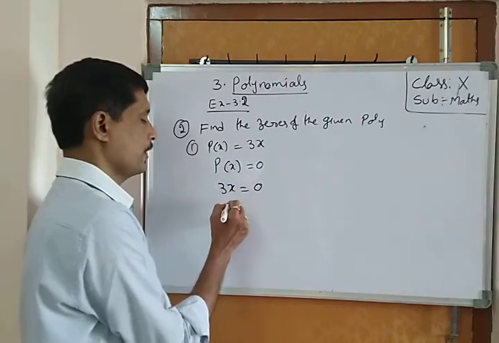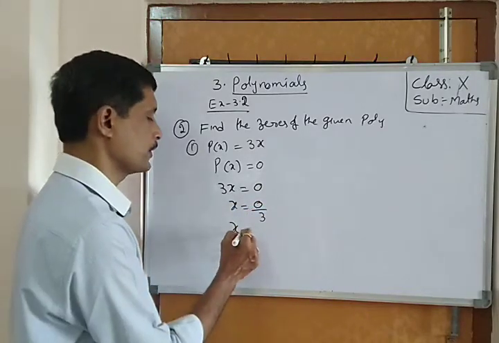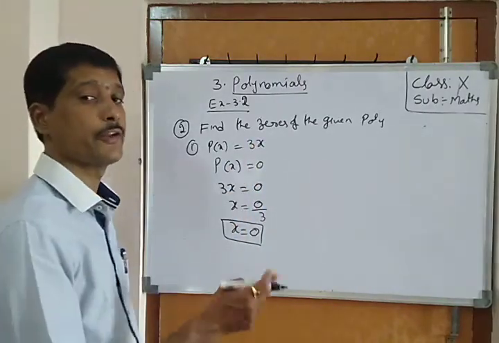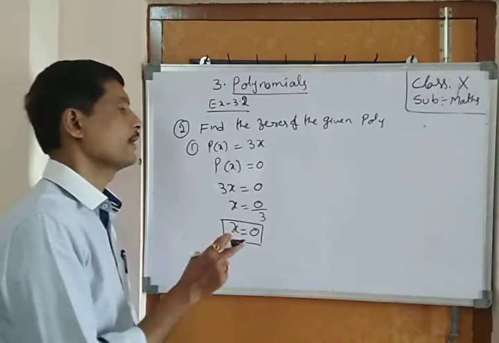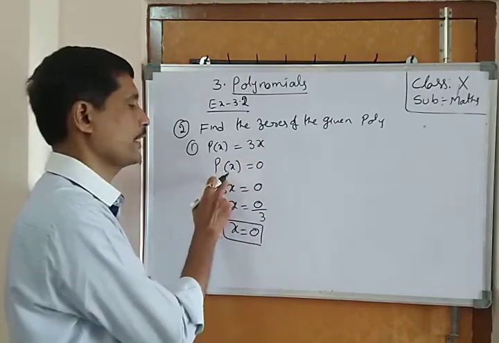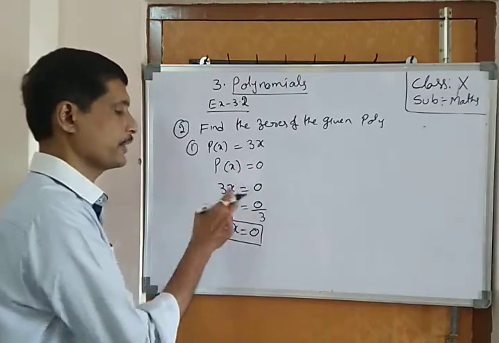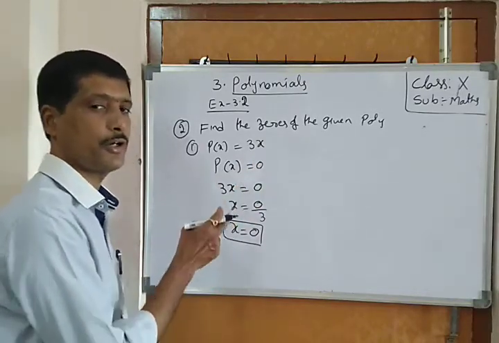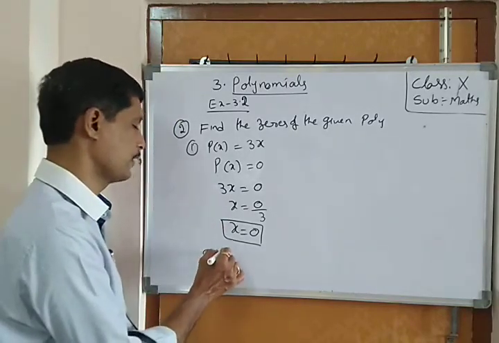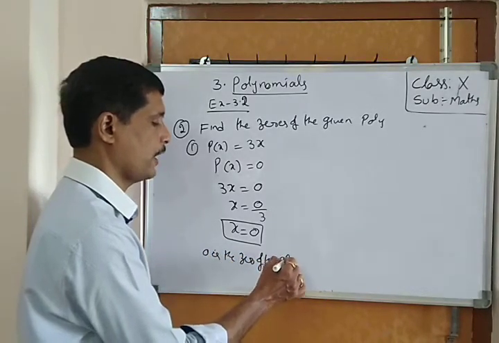3x equals 0. Therefore, x equals 0 by 3. 0 by 3 means that is equal to what? Therefore, x equals 0. X equals 0 is the zero of the polynomial, that is solution of the polynomial. Therefore, p of x equals 3x. Here zero of the polynomial, p of x equals 0. 3x equals 0. X equals 0 by 3. X equals 0. Therefore, x equals 0 is the zero of the polynomial.